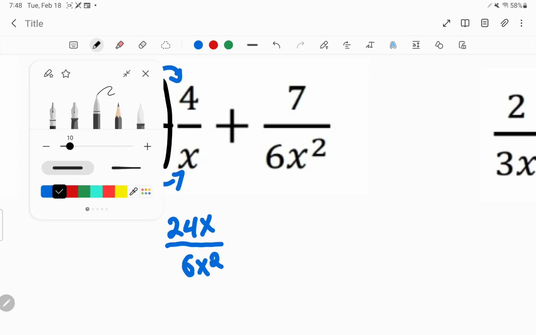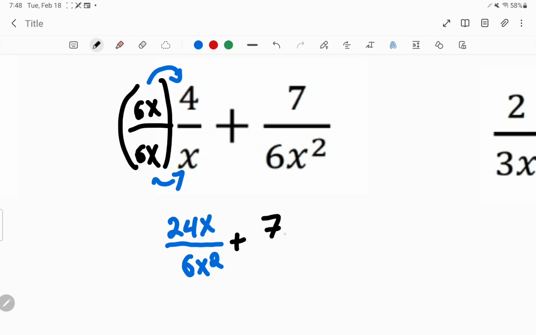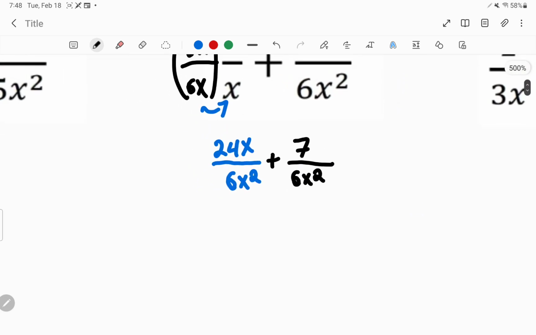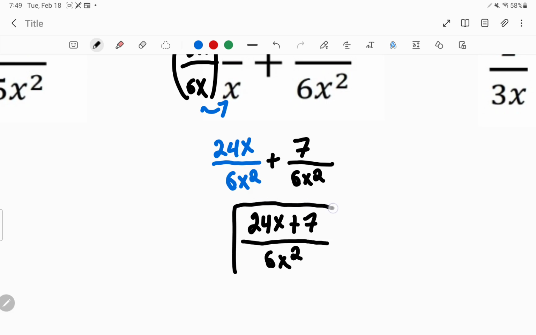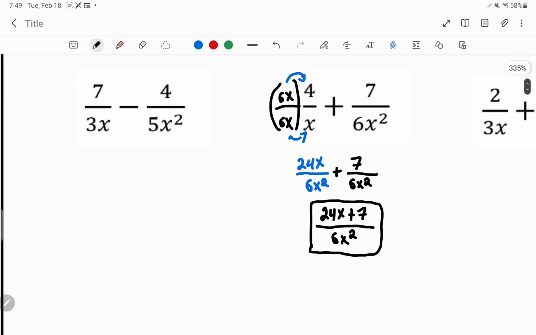Now on the other side we have plus 7 over 6x squared. Now we simplify, we turn it all into one fraction. So this one's going to turn into 24x plus 7 over 6x squared. And guess what? We can't simplify that one either because of that 7. That 7 is not letting us simplify anything, because 24 and 7 don't have a common factor.